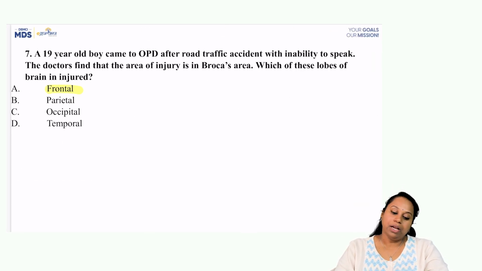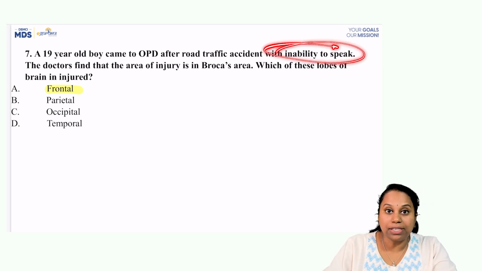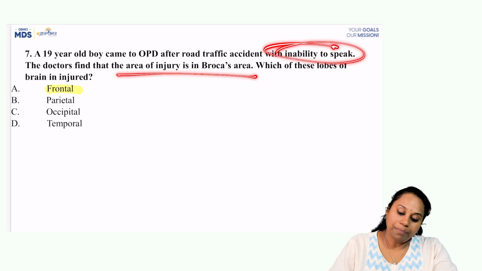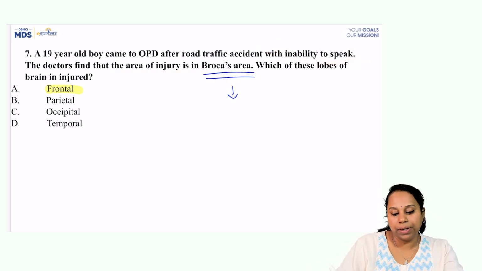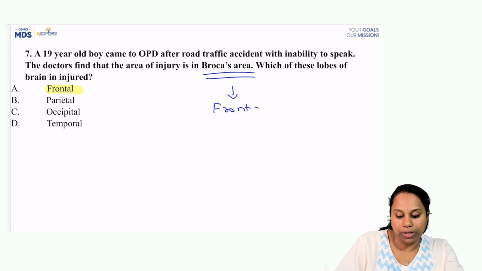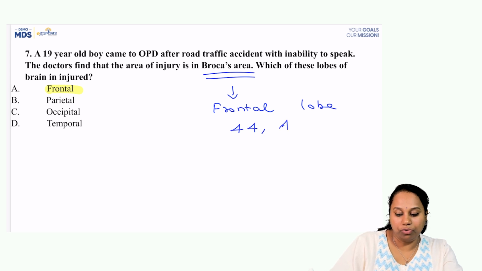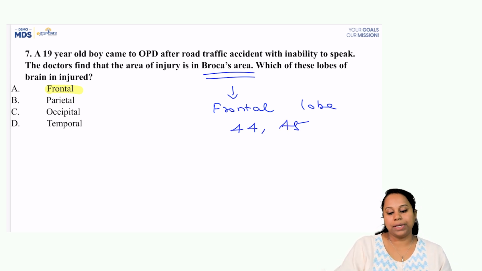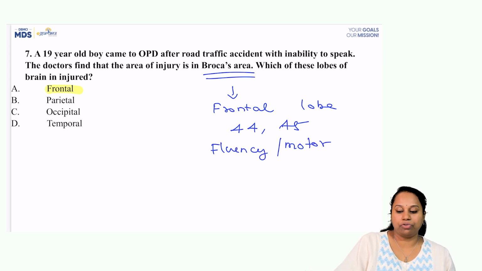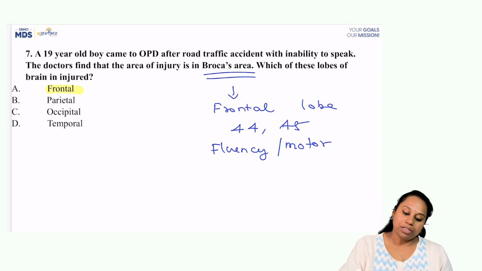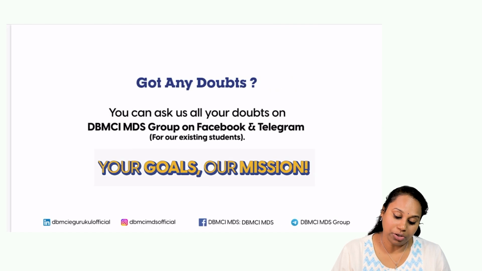Question number 7. A 19-year-old boy came to OPD after a road traffic accident, with inability to speak. He's not able to speak. The doctors find the area of injury is in Broca's area. Where is Broca's area? Broca's area is located on the frontal lobe. This is Brodmann areas 44 and 45. What is the function of Broca's area? This helps in fluency. That's why it's called the motor area for speech. So which lobe of the brain is probably injured? Broca's area means definitely it is the frontal lobe. That's why he is not able to speak.